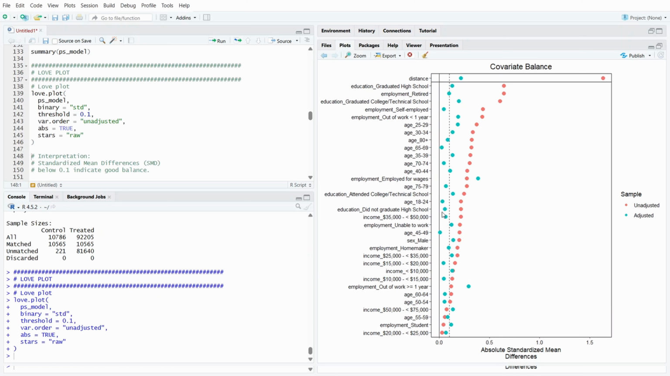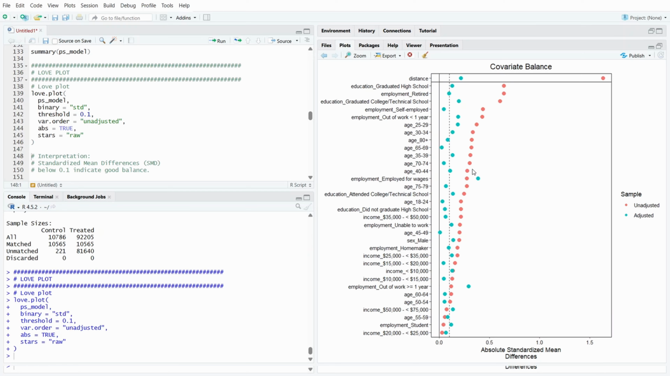Before matching, several variables showed substantial imbalance. For example, some age categories, employment categories, and education variables had relatively large standardized mean differences, indicating that the insured and uninsured groups were quite different in their baseline characteristics.